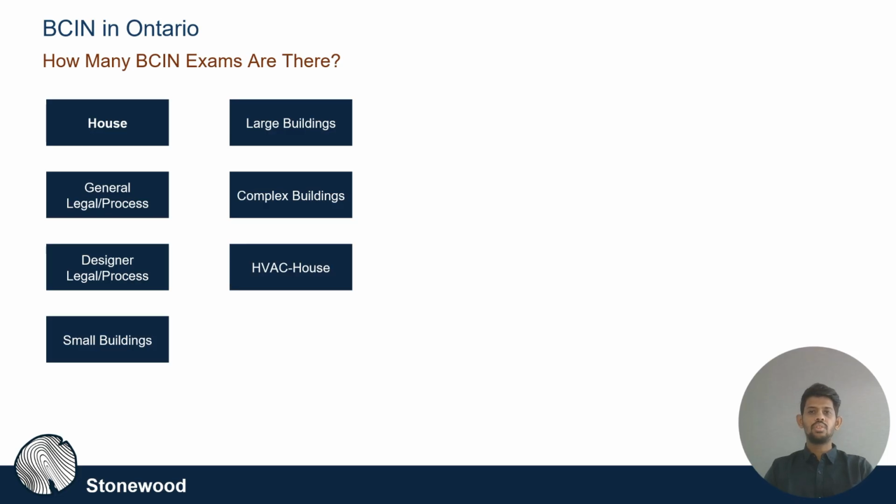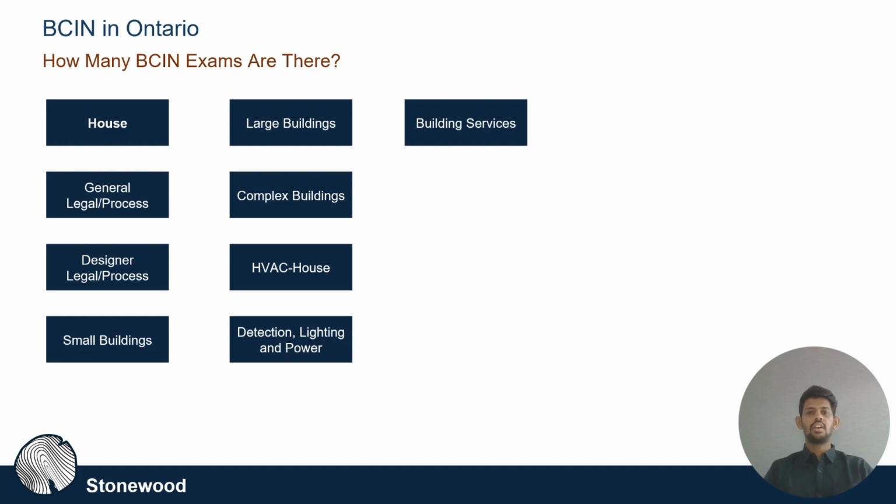HVAC for the house. If you want to design HVAC for the house, you have to get the HVAC house plus designer legal, get your insurance, and now you can start your own business or stamp the drawings. Alright. Then there is detection, lighting and power, and building services. I just recently passed this exam. Building services covers all the building services relevant to the building, right? So that's that.